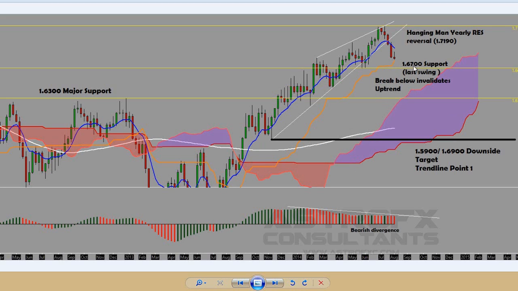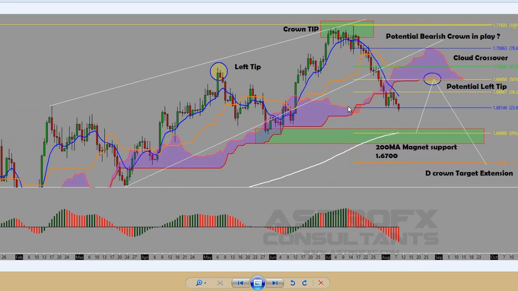Okay, so as you can see here, 1.6700 support, which is the last swing. A break below invalidates the uptrend, and then we have specific levels of support below that. We have this triple top here, previous resistance, now support at 1.63. But also, if we go down to the daily chart, this is what I also found. We did have a rising wedge formation from 0.1, 0.2, 0.3.